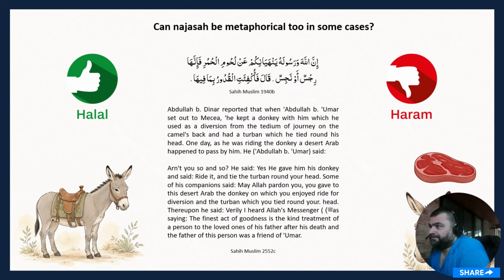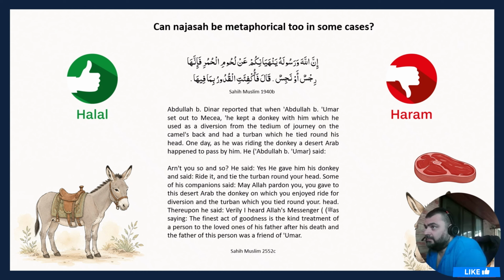So here's an example. Now this is a donkey, and about the donkey it's mentioned in Sahih Muslim, Inna Allaha wa Rasulahu yanhanikum, that Allah and His Messenger, they both prohibit for you the eating of the meats of donkeys, فَإِنَّهَا رِجْسٌ, because that meat is rijs or najis. So both of these are used as synonyms for impurities. Both of them are najis, najasa.